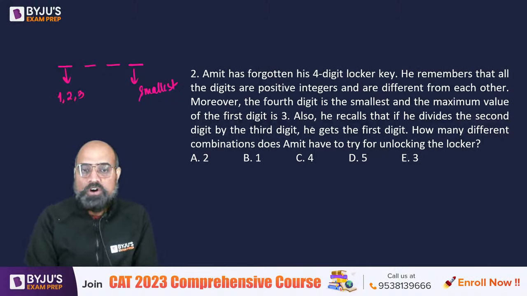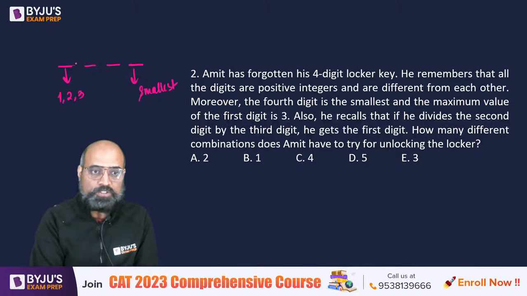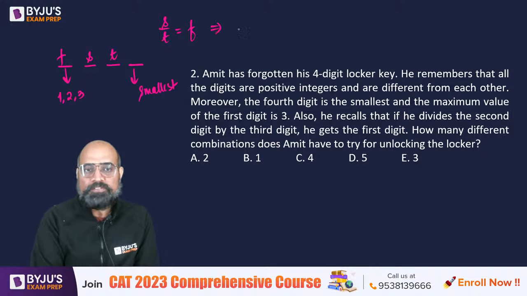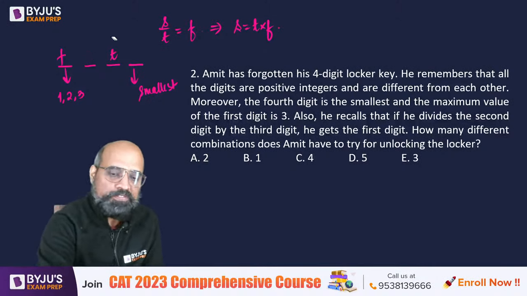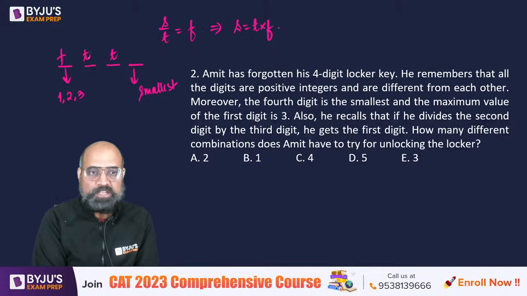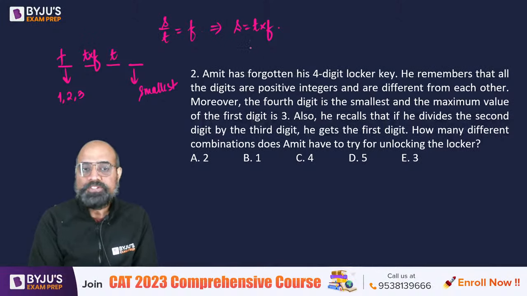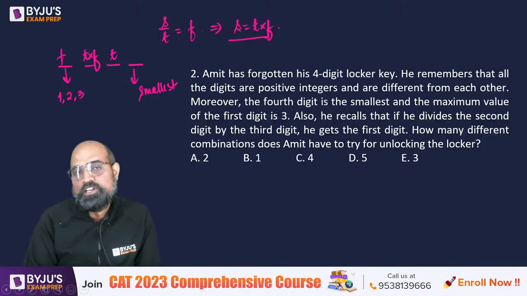Also, he recalls that if he divides the second digit by the third digit, he gets the first digit. So from here, we can say that the second digit is third digit into first digit. So we can erase that S component so that we have fewer variables to take care of. So this is T into F, right? How many different combinations does Amit have to try for unlocking the locker?